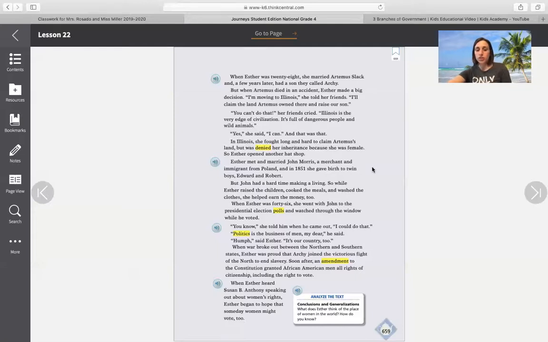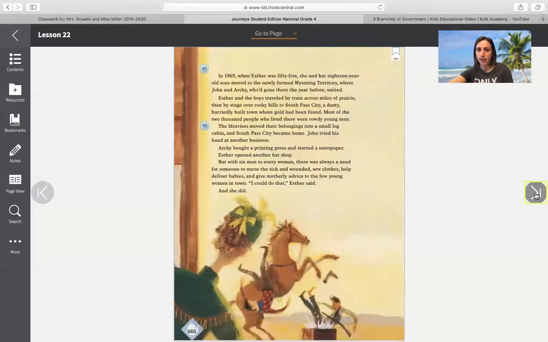When Esther heard Susan B. Anthony speaking about women's rights, Esther began to hope that someday women might vote too. In 1869, when Esther was 55, she and her 18-year-old sons moved to the newly formed Wyoming Territory, where John and Archie, who'd gone there the year before, waited.